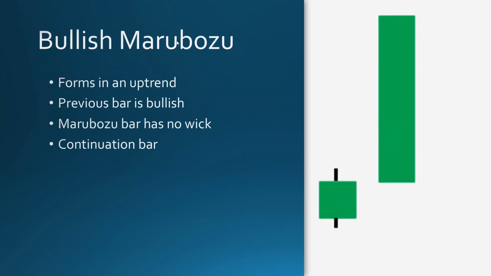Now we also have, this is a continuation pattern, okay? You have a bullish bar followed by the bullish Marubozu, okay? That is indicative that the next price bar will also be bullish. This is telling us it is a very strong trend, okay?